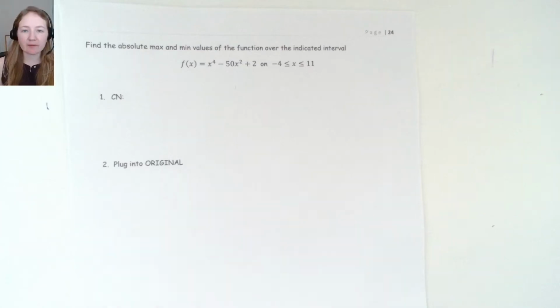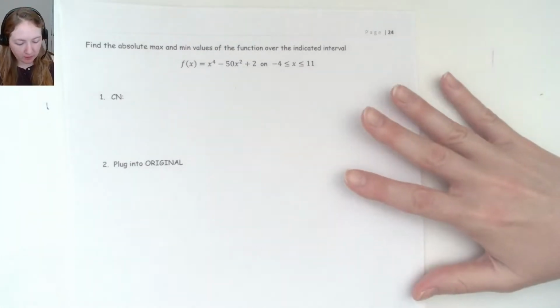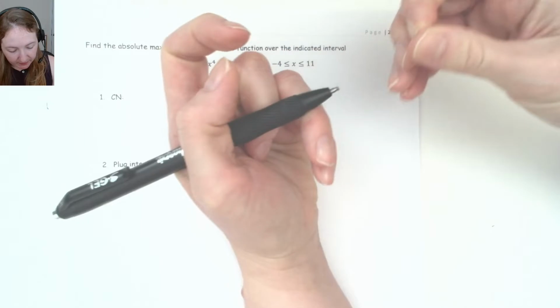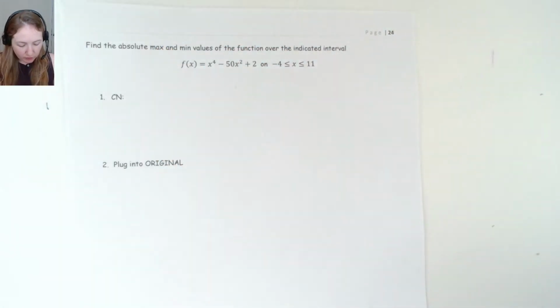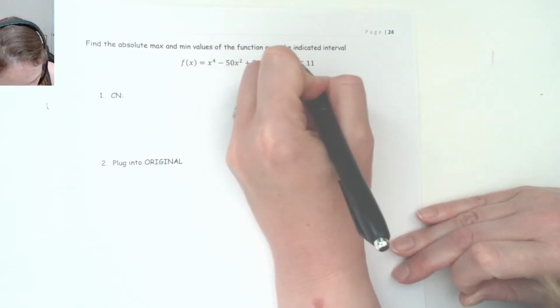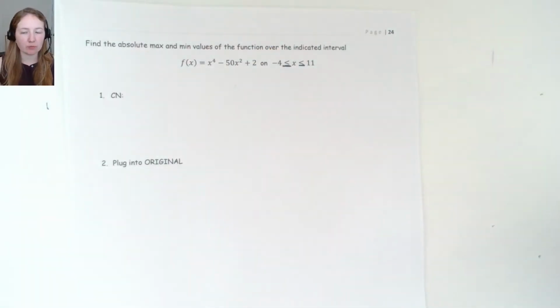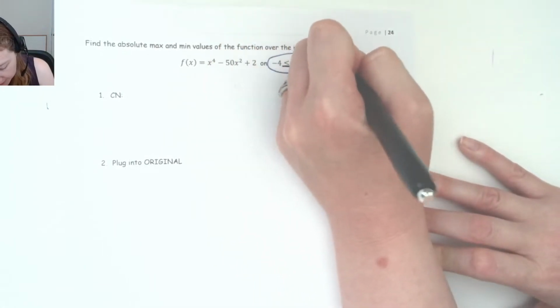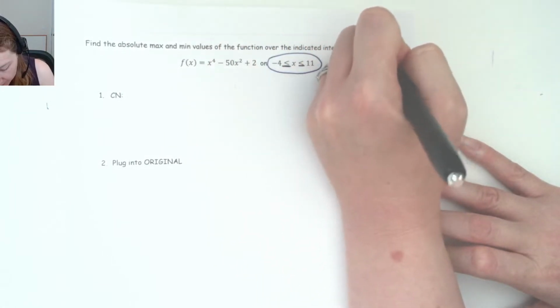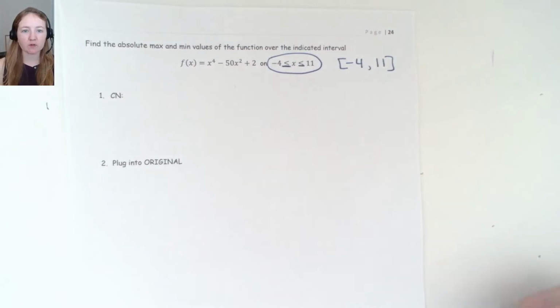All right, so here what we have is finding the absolute max and min. And again, when you're looking at this, you see these equal to signs, and when you convert them into parentheses or bracket notation, this is equivalent to writing -4, 11 in a square bracket. So we do in fact have a closed interval here.